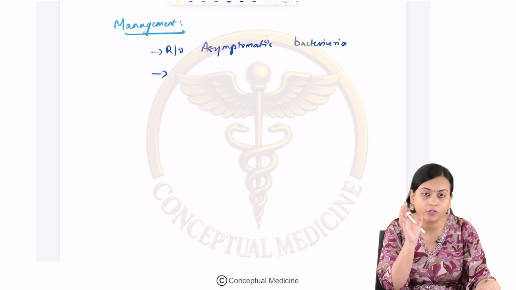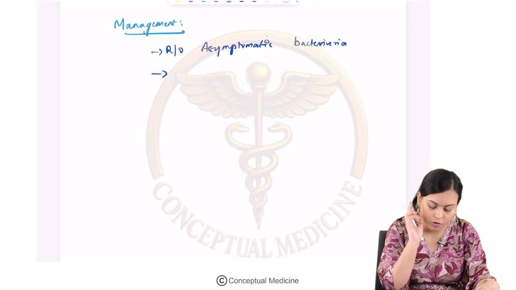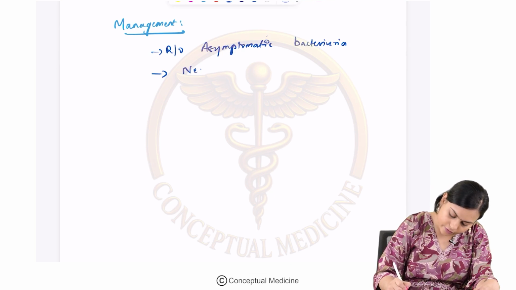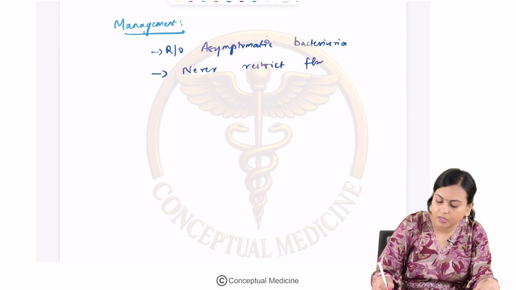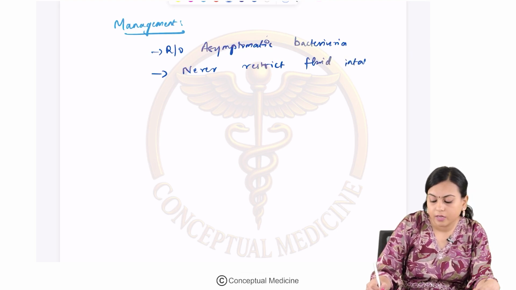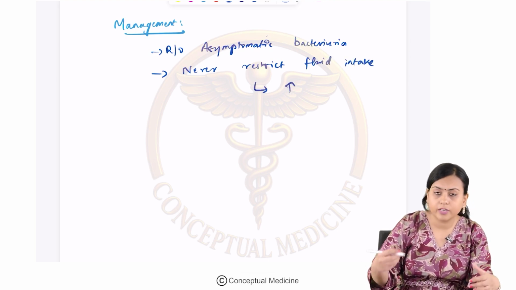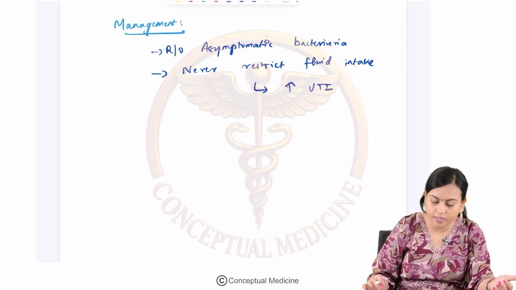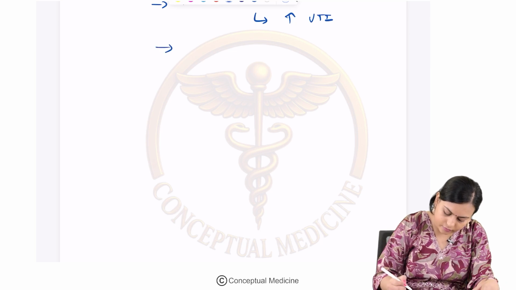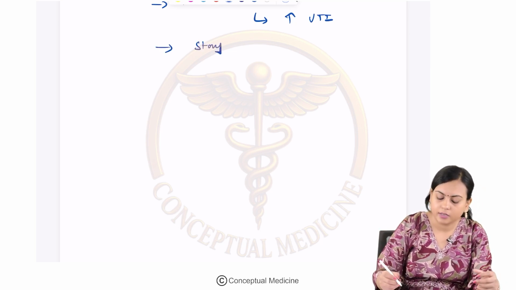tell her to restrict her fluid intake. Okay, fluid intake should not be restricted. Never restrict fluid intake. Why? Because if you restrict fluid intake, it is only going to increase your chances of urinary tract infection, right? And also you can advise her to limit her caffeine drinks.